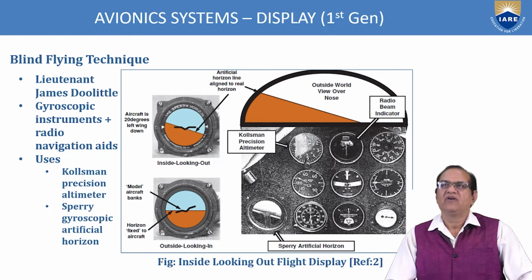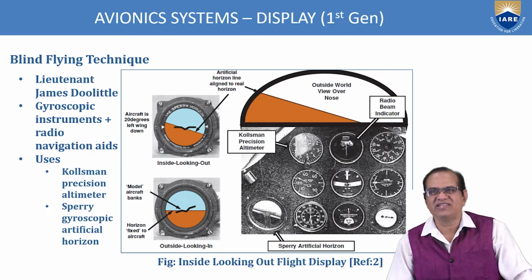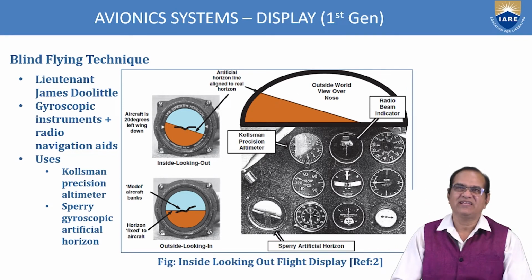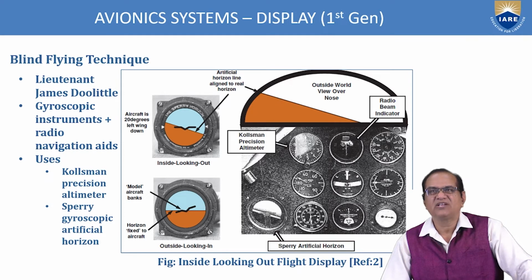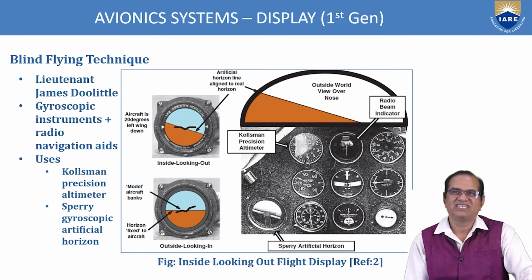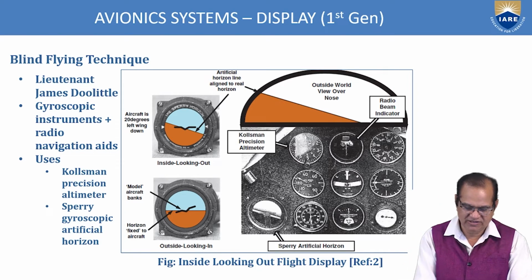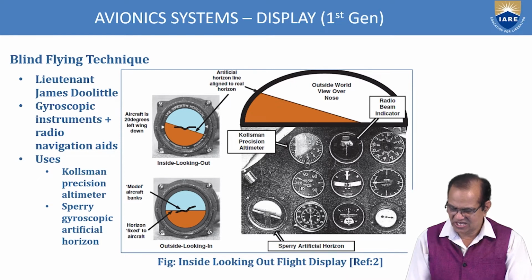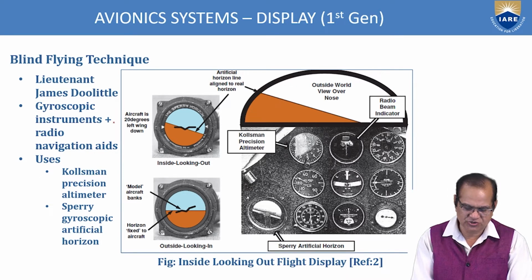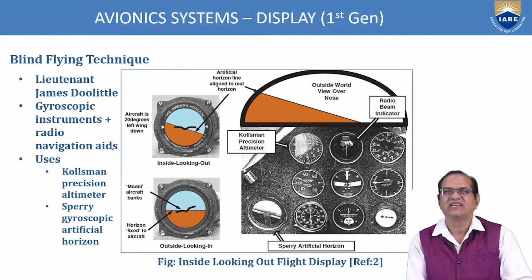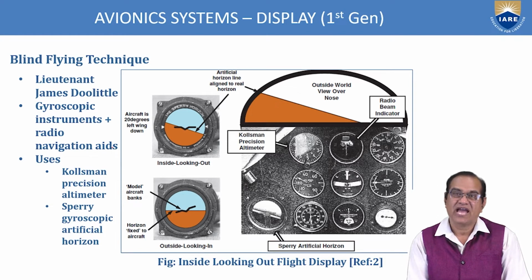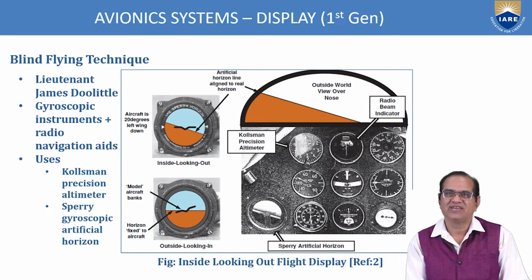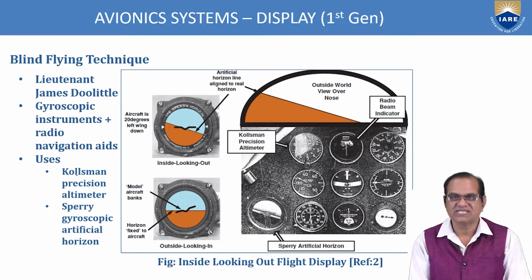Now we are displaying the first generation. Further little improvement, it is also called the blind flying technique. Lieutenant James Doolittle was the first person who used this. Gyroscopic instruments plus radio navigation aids. In this, gyroscopic instruments and radio navigation aids were used. It uses Kollsman's precision altimeter and the Sperry gyroscopic artificial horizon.